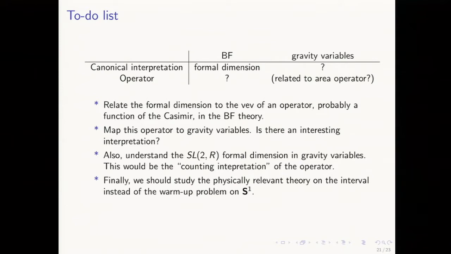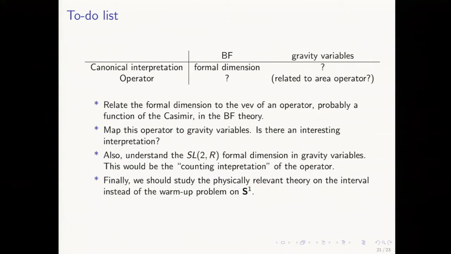On the other hand, this dimension in the BF theory has a counting interpretation as some specific measure of pure gauge degrees of freedom. So we also want to understand what it means in the gravity variables. So these things remain to be done, but at least they seem like fairly concrete tasks, as opposed to the state of this project that you maybe heard about the last time I gave this talk. So I hope to report on them soon.